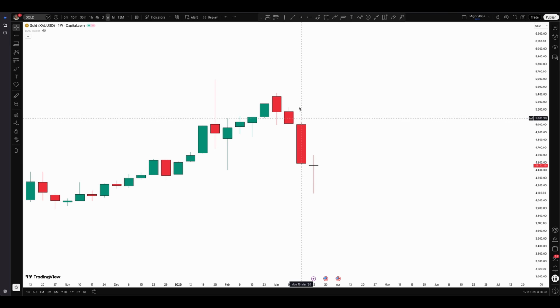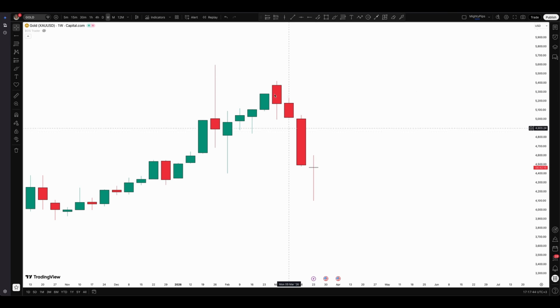But let's consider the previous weeks. Now let's just look at this movement here, these red candles here. You can see that these red candles are moving down consecutively. So if you consider this by just looking at market structure, you see that this is a reversal. The market is reversing here.